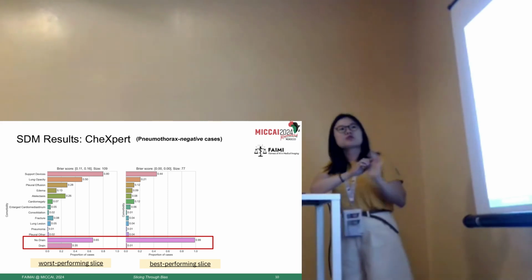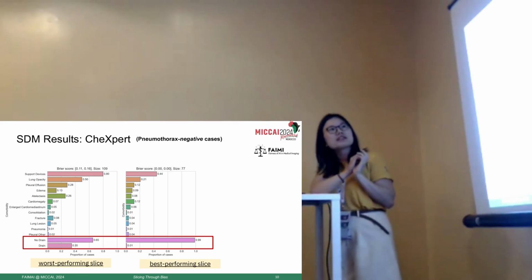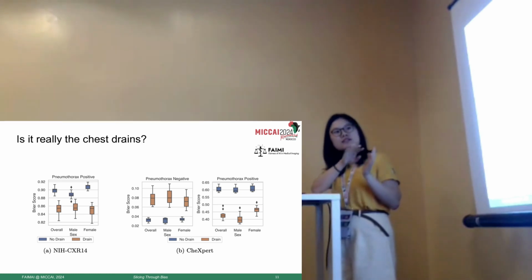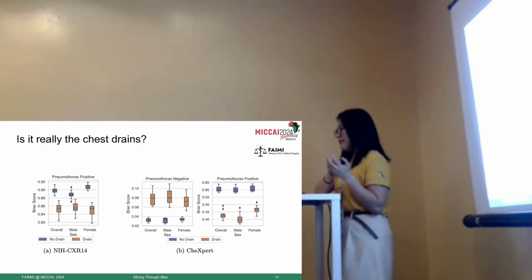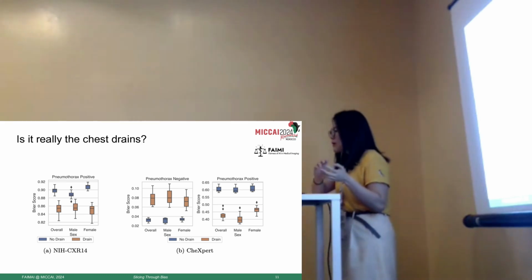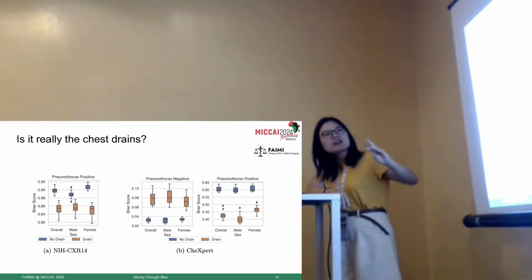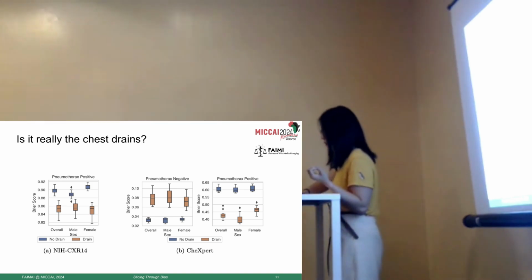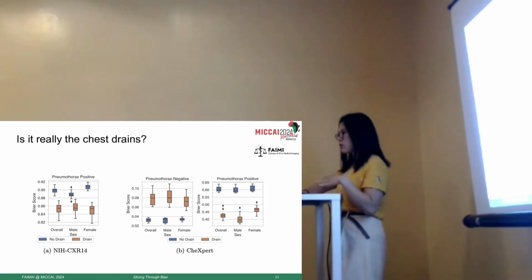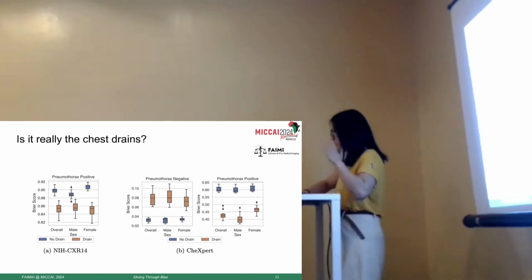And then we try to see if it is really because of the chest drain. So we do this test here. I forgot to say that for the Brier score, the lower the better. So you can see that if you're without the drain in the pneumothorax positive cases, then the score is higher, meaning that the performance is actually worse.